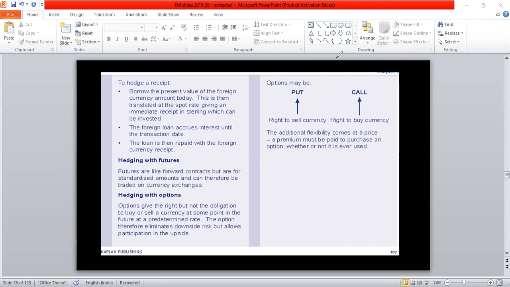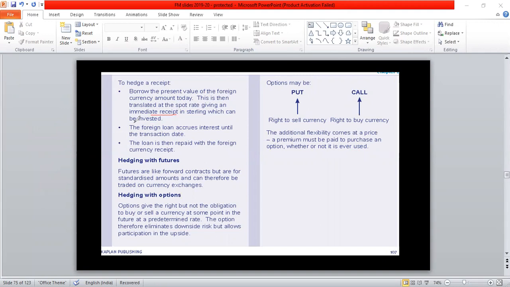Okay, to hedge a receipt, borrow the present value of the foreign currency amount today. This is then translated at the spot rate, giving an immediate receipt in sterling, which can be invested. So the receipt which is received can be invested.